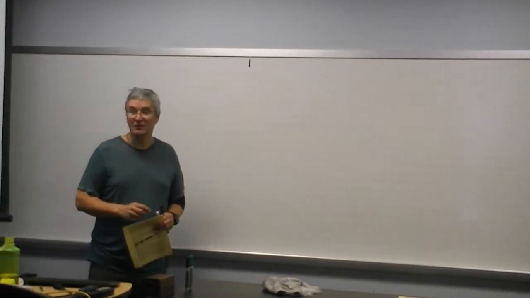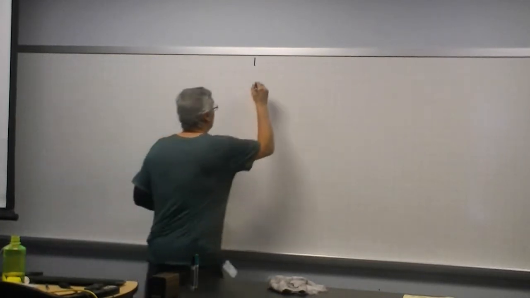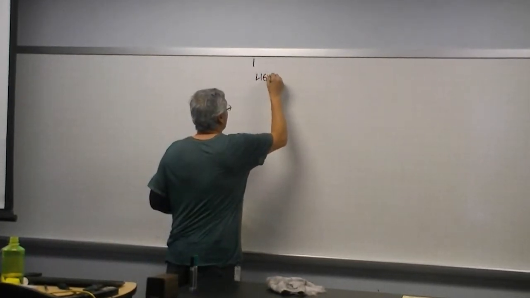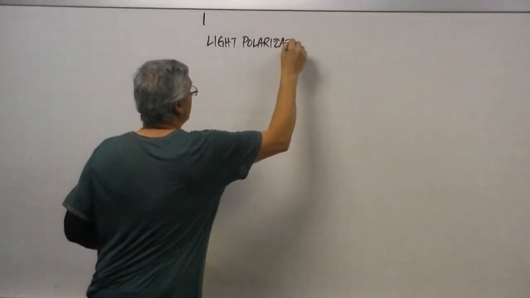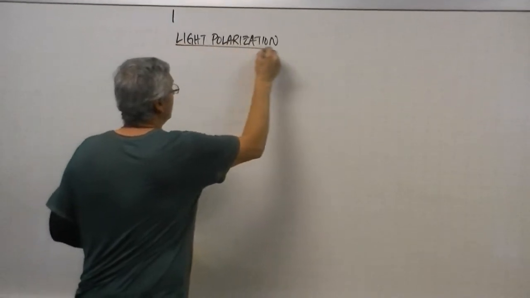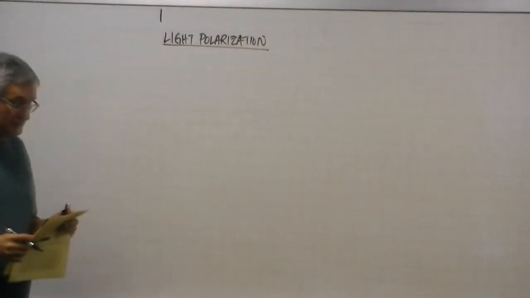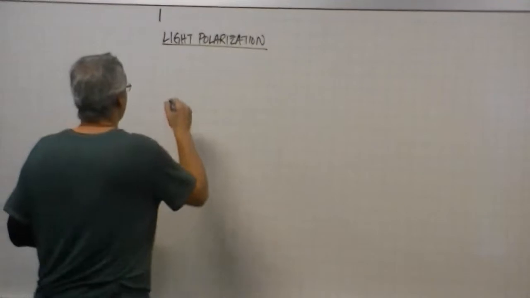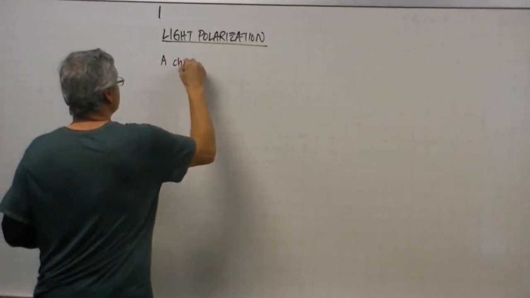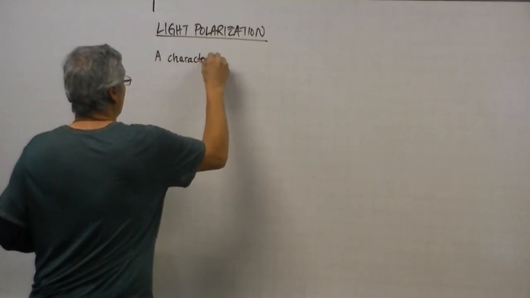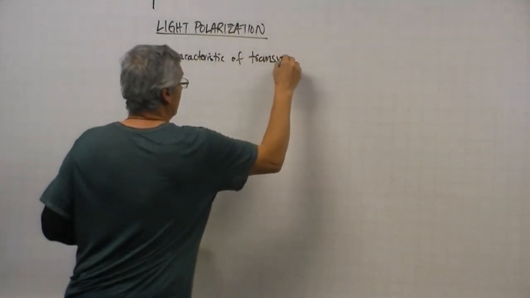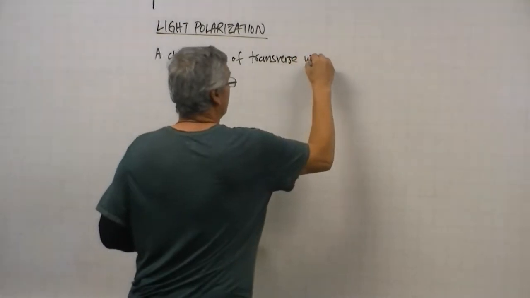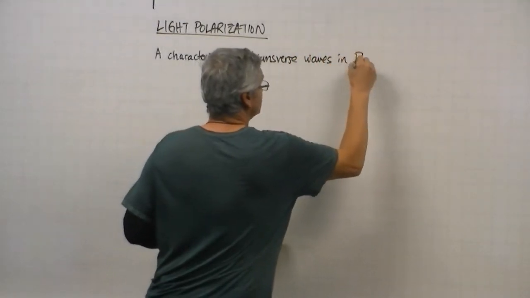So the first thing that I want to talk about here is that we're going to look at light polarization, and when we look at light polarization, what we said here is that a characteristic of transverse waves is polarization.